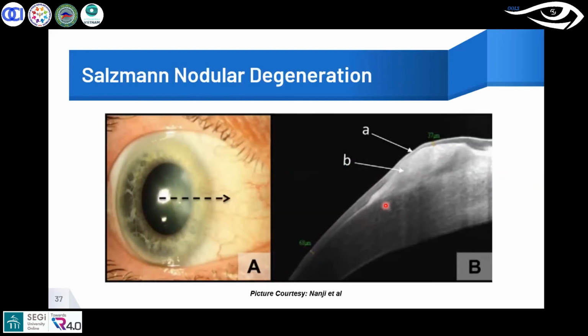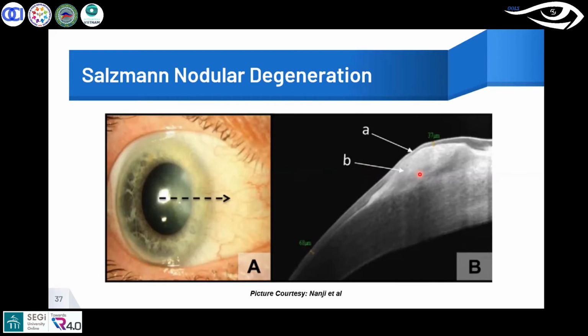Here you have Salzmann nodular degeneration, which is a non-inflammatory condition. Here the epithelium appears completely normal, but the subepithelial location is different. This, A, is the epithelium, which is absolutely normal, but the subepithelium is hyperreflective, and there is also some material. Some conditions, including viral conditions, cause Salzmann nodular degeneration.